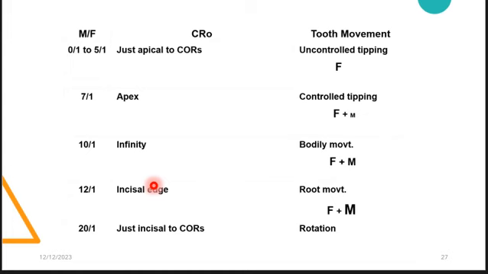So by changing the moment to force ratio, different centers of rotation can be produced. If the moment to force ratio is decreased, that is when M is made constant and force is increased, then you get more translational movement, because the center of rotation goes towards the apex of the tooth. If the moment to force ratio is increased by increasing the moment or decreasing the force, there will be more rotation, since the center of rotation will move towards the center of resistance.